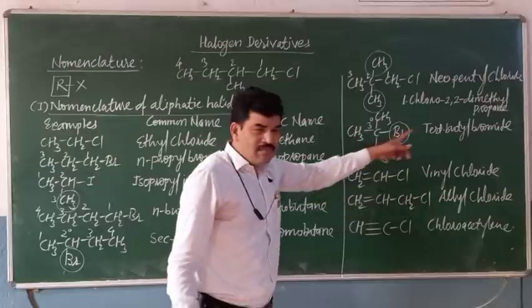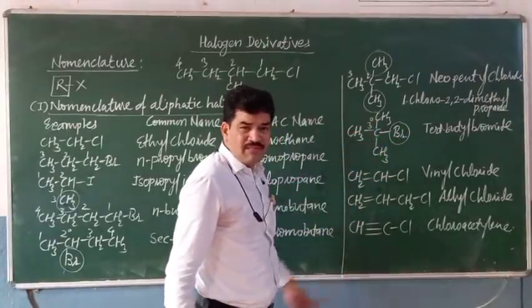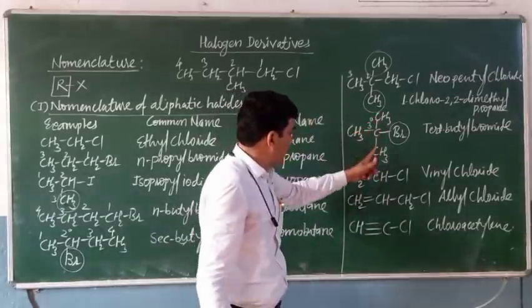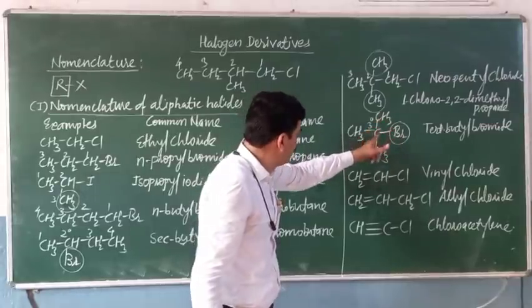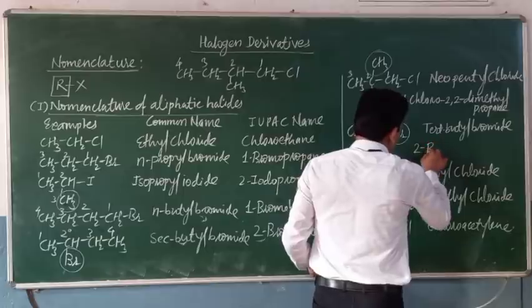Now this is tertiary butyl bromide. The longest chain contains 3 carbon atoms. Therefore the parent alkane will be propane. And what is the position of halogen? 1, 2, 3. Second position. So write the position of halogen 2, name of halogen bromo.